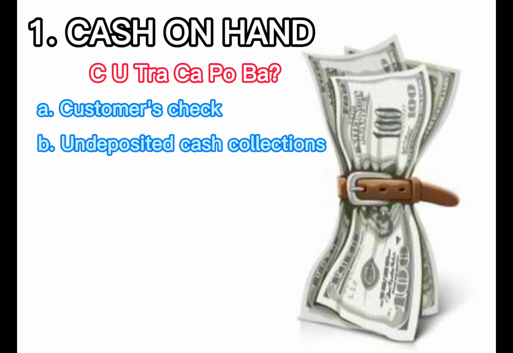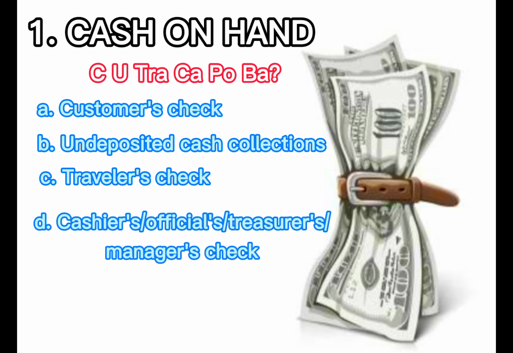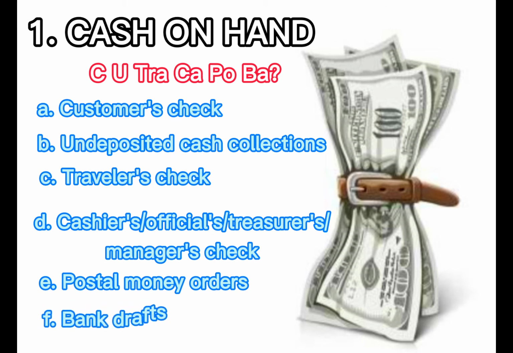And of course, letter C, traveler's check. Halos hindi na ito ginagamit nowadays. However, pag binigay sa problem, dapat alam natin kung paano and it is a part of cash. Next is cashier's, official, treasurer's, and manager's check. Next is postal money orders. Pwede tayong makakuha ng ganito sa postal office. And last but not the least, we have the bank drafts.